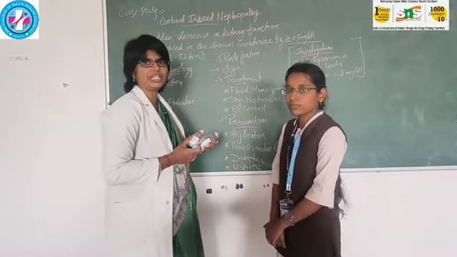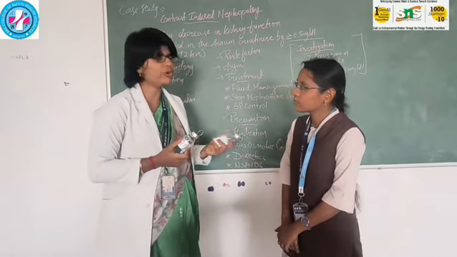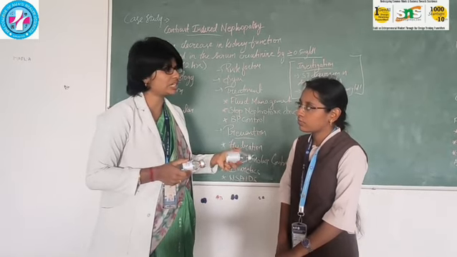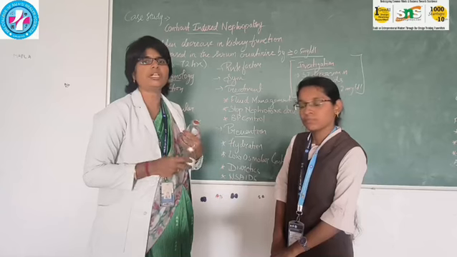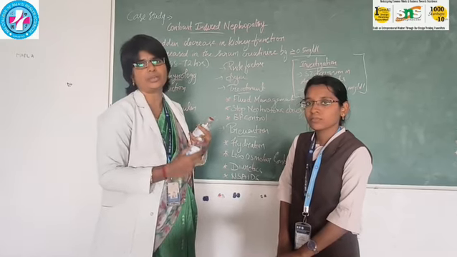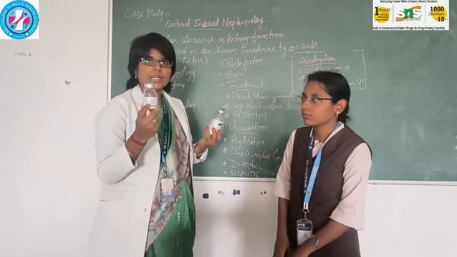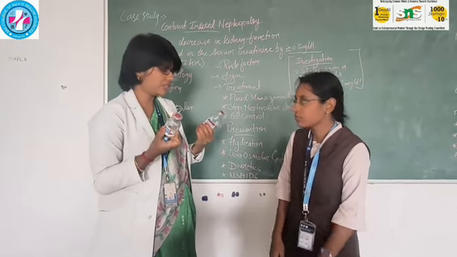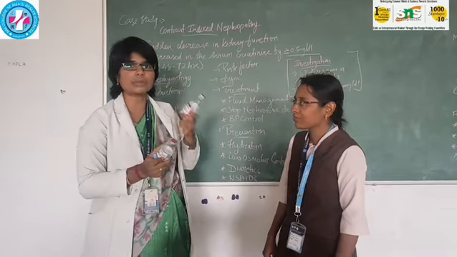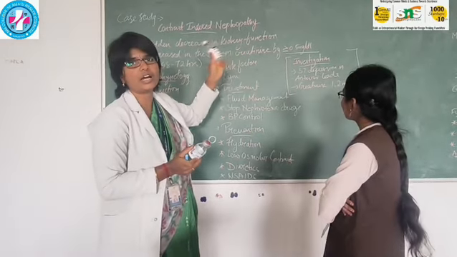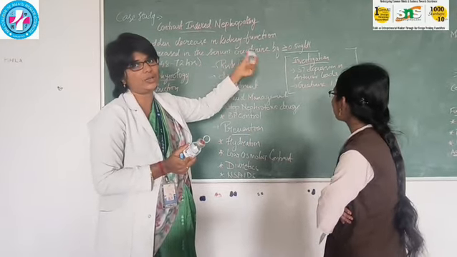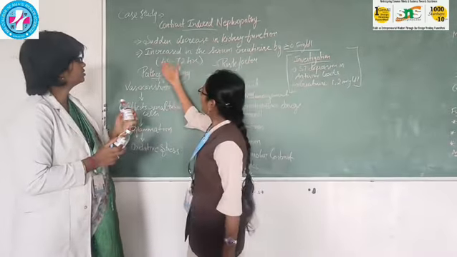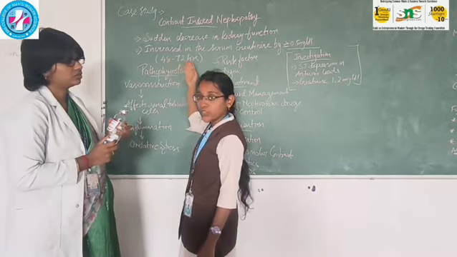Why did this happen? A week before, he was admitted to the hospital for the procedure of CAG. At that time the contrast was injected into the patient to diagnose cardiovascular disease, coronary artery disease. So it mainly leads to some complications like contrast-induced nephropathy. It develops within 48 to 72 hours.